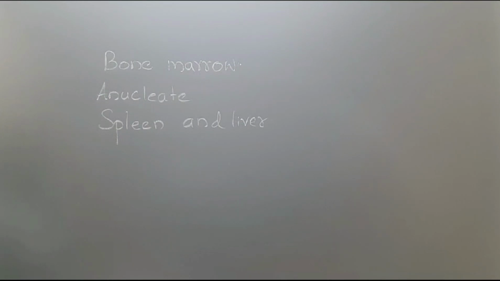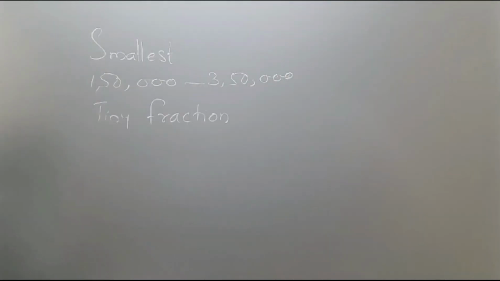Once again, platelets are produced in bone marrow. Platelets are anucleate. When platelets are old, if they are not used for hemostasis, for clotting or to stop bleeding, then they are destroyed in the spleen and liver. What is unique about platelets?